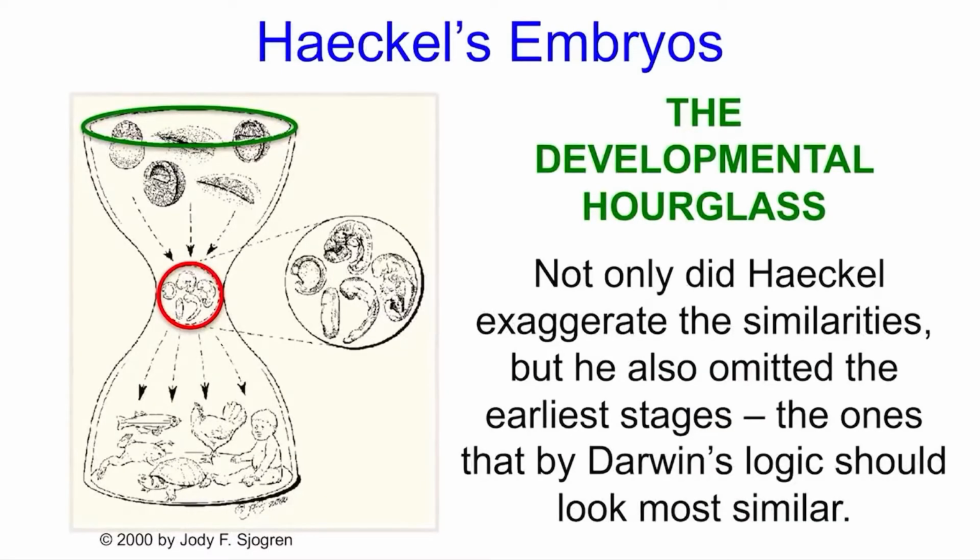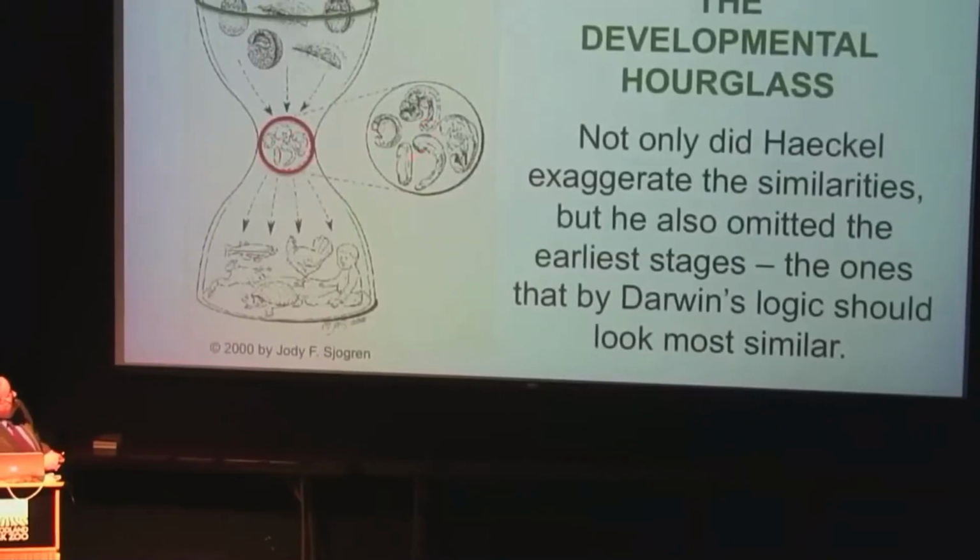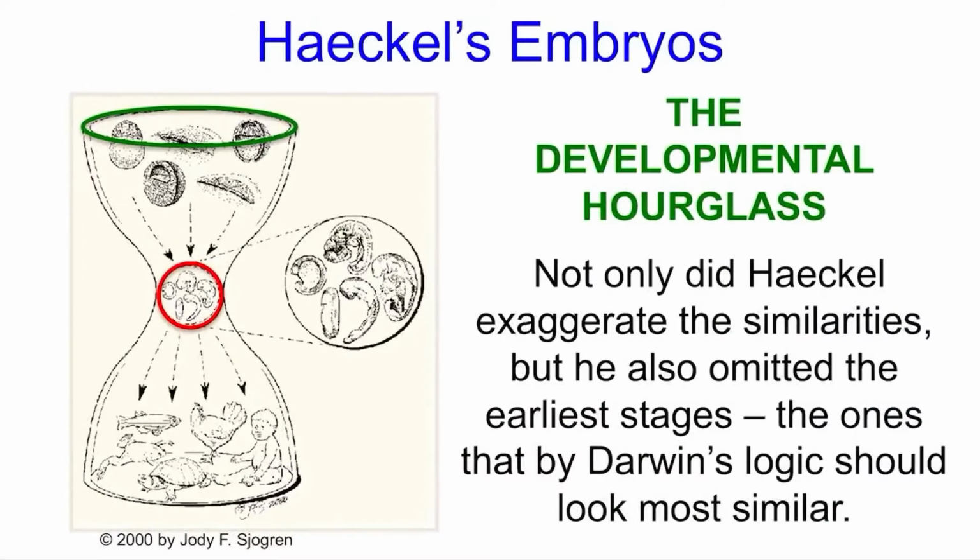Early vertebrate embryos actually start out looking much different. And here's the stage that Haeckel portrayed as the first, and he distorted these to make them look more similar. But if we go back to the earlier stages, the differences are much more striking. And it was Darwin's logic that the early embryos are supposed to show us what we looked like as a common ancestor. So the actual embryological evidence does nothing to help Darwin whatsoever.